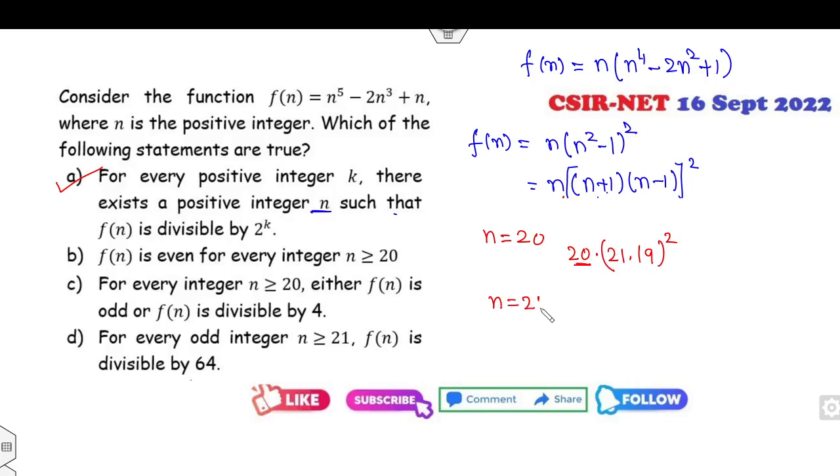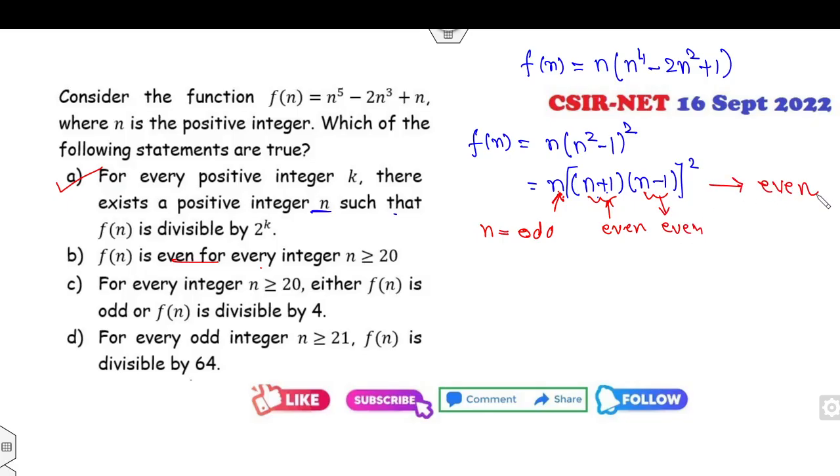If I choose n as the odd number 21, it is the product of 21, 20, and 19. So is it an even number? Yes, it is also an even number. Fine. So I can simply say, in both cases, if n is even, then clearly it is an even number. If n is odd, then this number is also an even number. So the whole is an even number, so that option is the correct option.